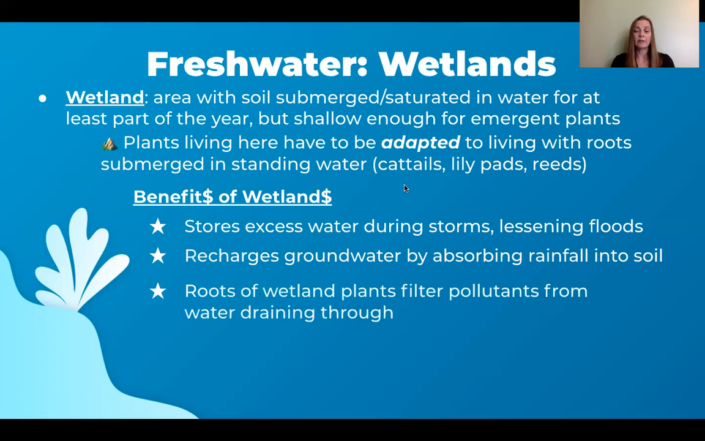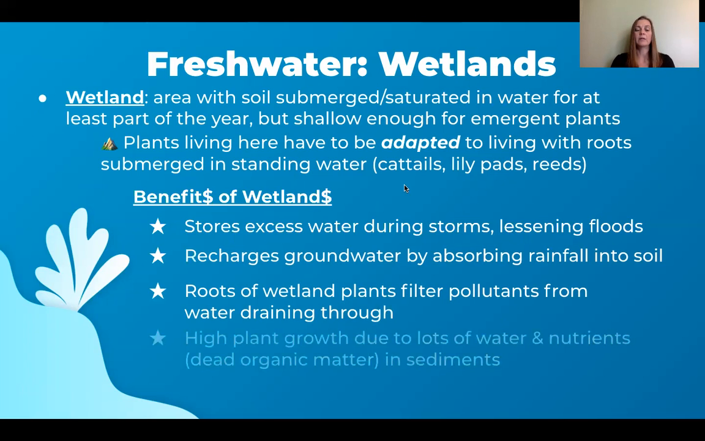The roots of the wetland plants filter pollutants from the water as it drains through the wetlands and into the groundwater system. And they tend to have very high plant growth because they have lots of water and nutrients in the sediments.